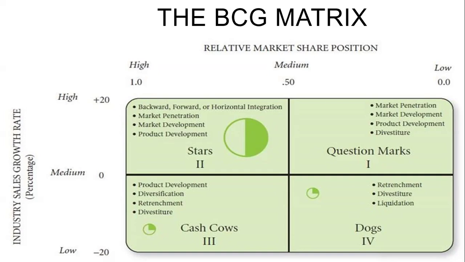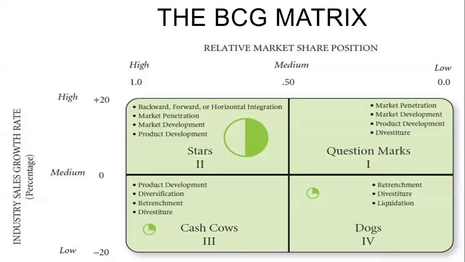So when we are dealing with stars, the characteristics simply suggest that we are having high market growth rates being interspersed with high relative market share. And the strategy to pursue there is that when you invest more, the company will continue to grow. So it seeks to represent the organization's best long-term opportunities for growth and profitability.